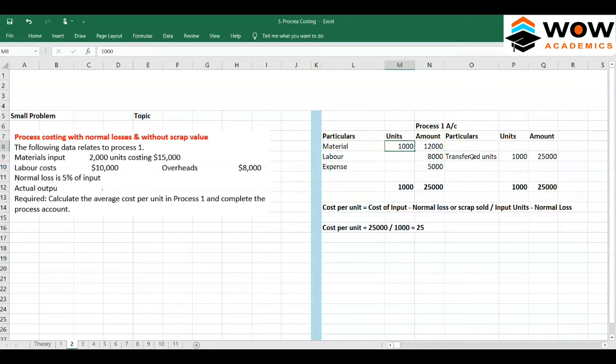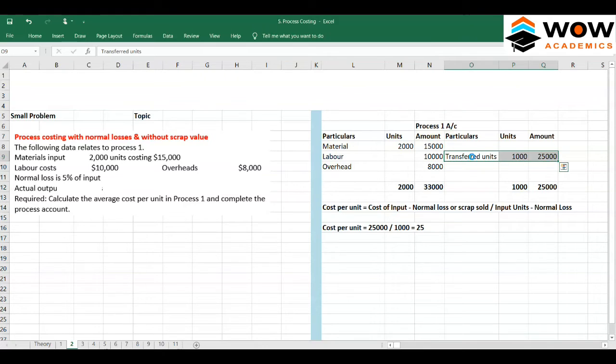So there are 2,000 units and the price is going to be 15,000. Labor is going to be 10,000, and there is also overhead. Overhead is an expense. So overhead is 8,000. So put together we have 2,000 units and 33,000 of total. So this is going to be transferred units here.